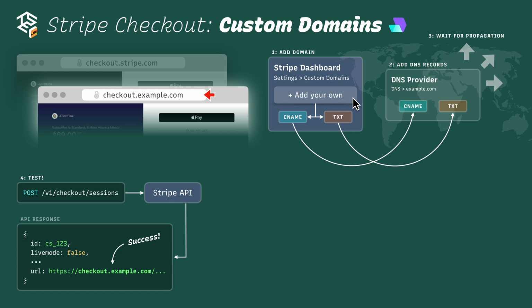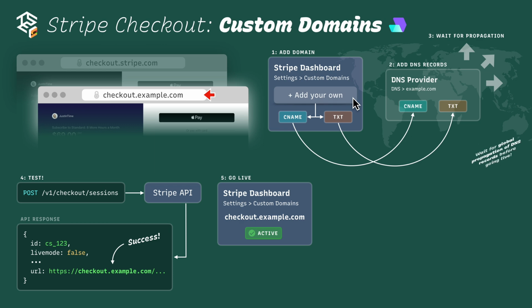Now that you've confirmed your custom domain works in test mode, the final step is to activate your custom domain in live mode, which you do in the Stripe dashboard under your custom domain settings. Once that's done, Checkout will start using your custom domain in production. Note that you should wait for and confirm full global propagation of your DNS records before going live. Otherwise, some of your customers may not be able to load Checkout on your custom domain.